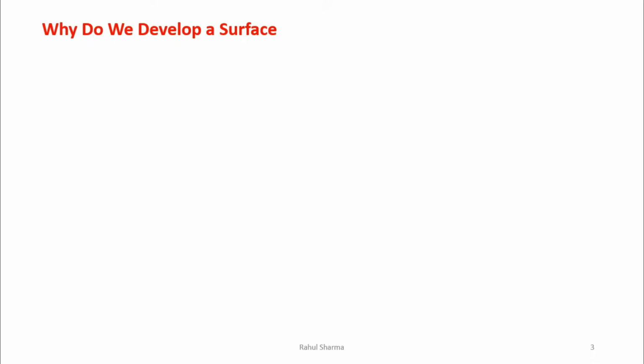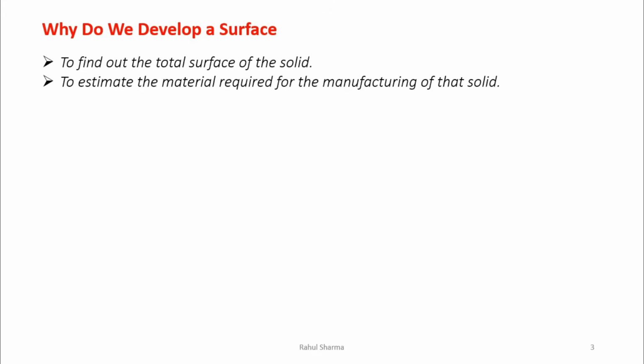What is the need of development of surface? First, to find out the total surface of an object. In design, whenever we manufacture something, whenever we generate something, we have to find out what is the total surface of an object and how we are going to manufacture that. Or in that surface, what are the other features we can add or subtract. So all these things we need in the technical field. So we have the requirement of development of surface.